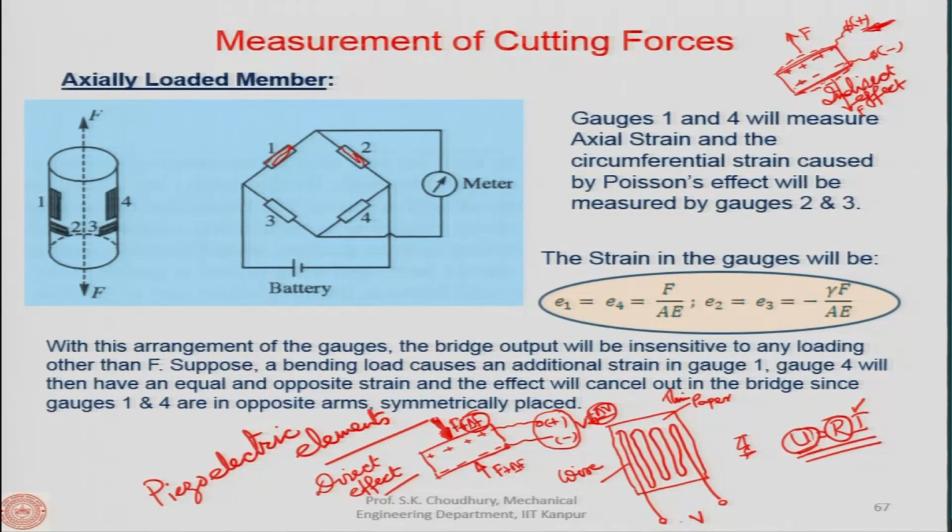Now, once again, if we see this slide, this is for the axially loaded member, and with the help of this Wheatstone bridge, we can find out the axial strain and the circumferential strain. So, this is the axial strain, 1 and 4, and the circumferential strain will be measured by 2 and 3. The rest of the measurement techniques for other processes we will discuss in the next session of our discussion. Thank you for your attention.